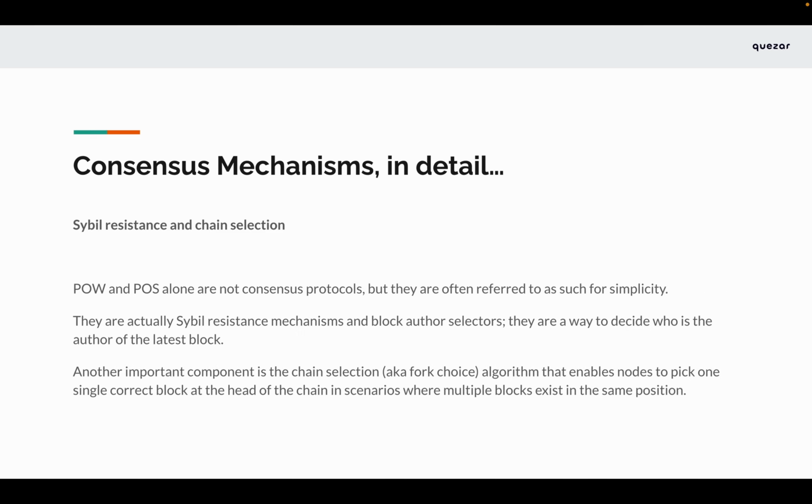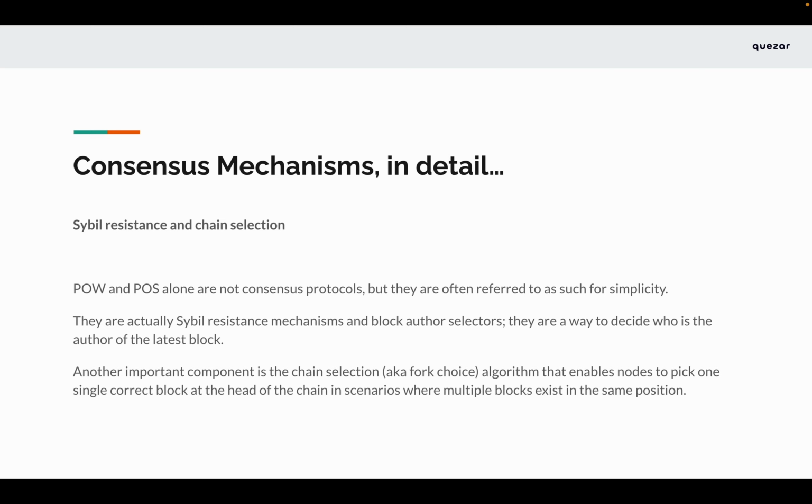So, proof of work and proof of stake are not completely consensus protocols. They are actually Sybil resistance mechanisms and algorithms to select who will be the author of the next block. These algorithms, that is proof of work and proof of stake, together with another important component called the chain selection algorithm or fork choice algorithm, form the consensus mechanism.